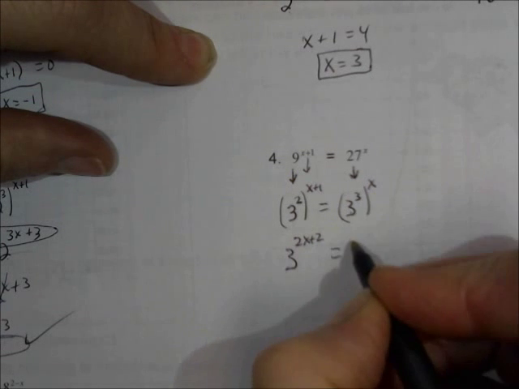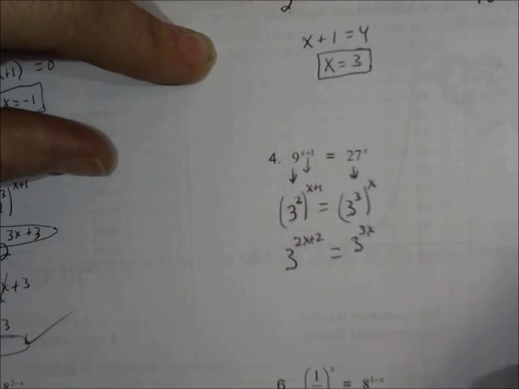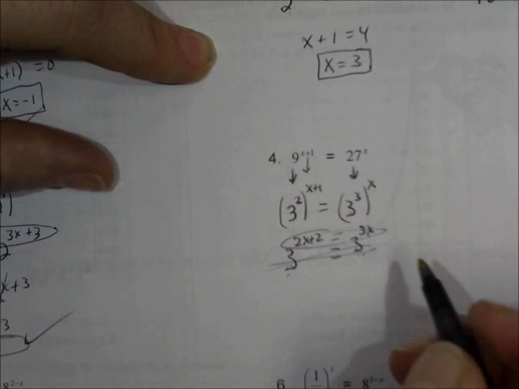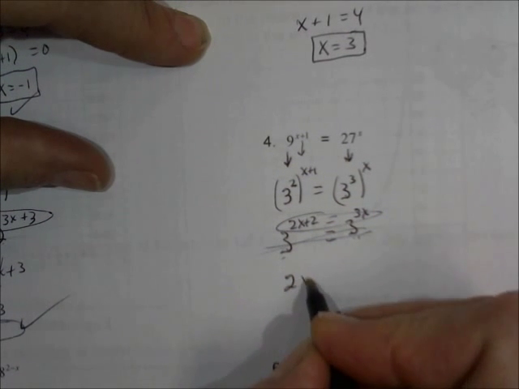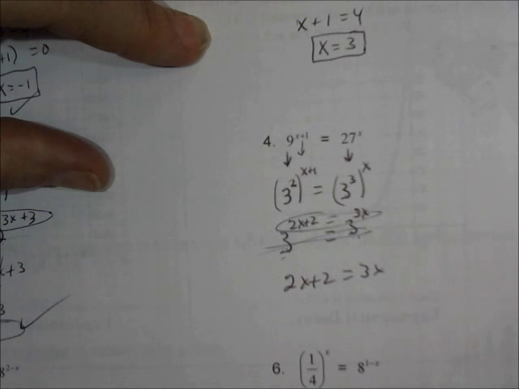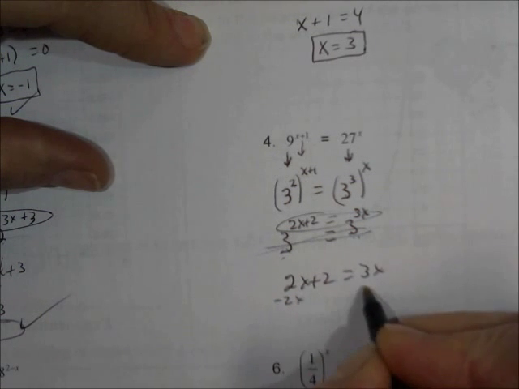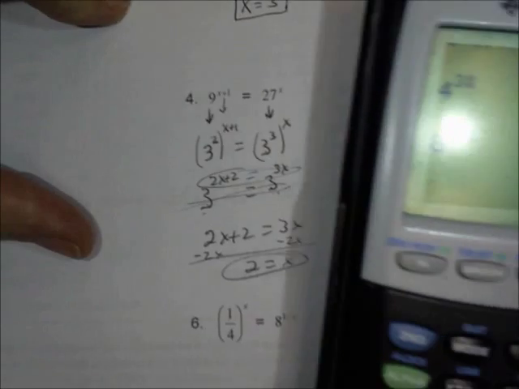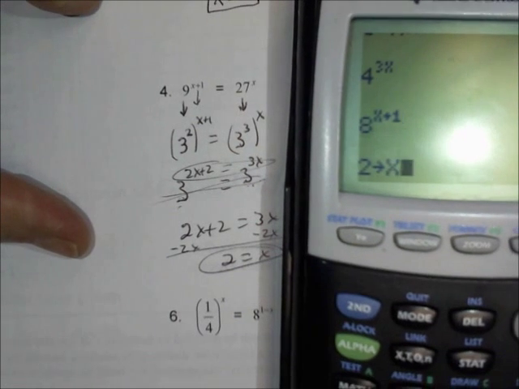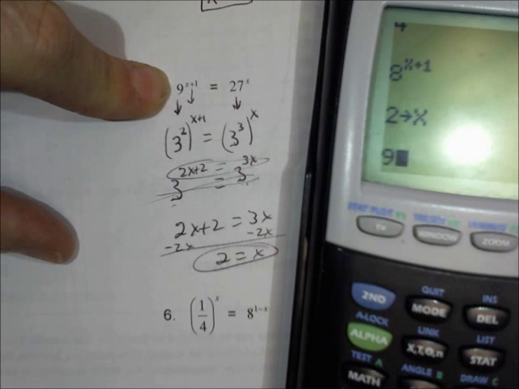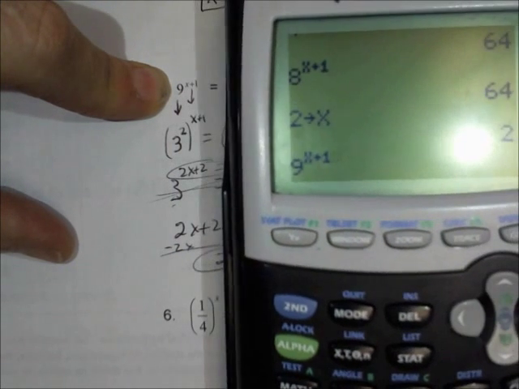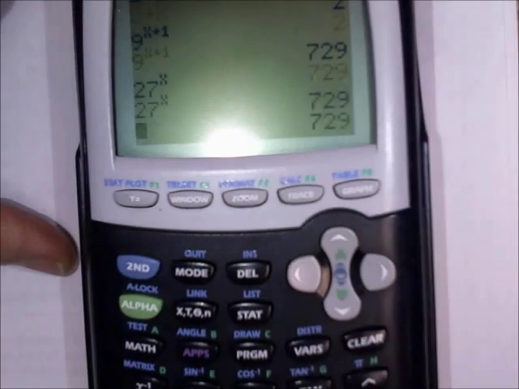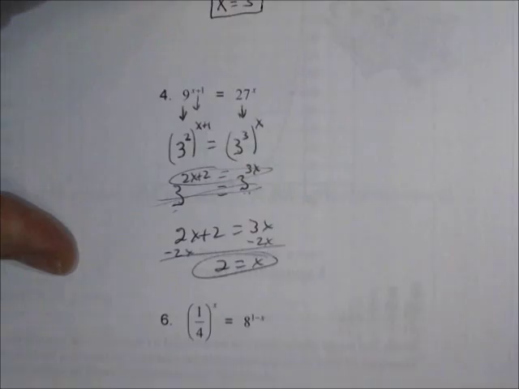3 to the 3x. Now the bases are the same, and when the bases are the same, I don't care about the bases. I'm just going to set the exponents equal to each other, which says 2x plus 2 is equal to 3x. And when I solve that for x, I'm going to subtract 2x from each side and get 2 is equal to x. And we're going to check our answer, so I'm going to store 2 into x in my calculator and see if 9 to the power of x plus 1 is equal to 27 to the power of x. And they're both equal to 729, so that one checks.